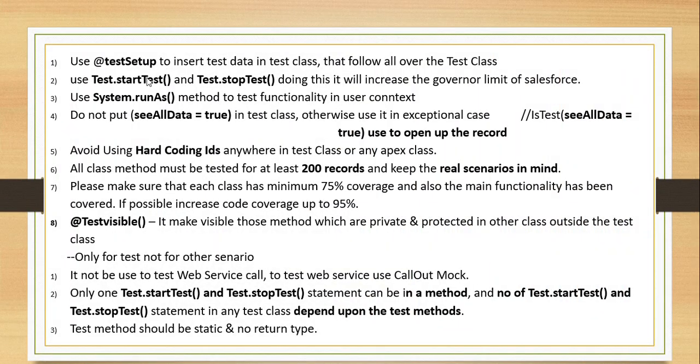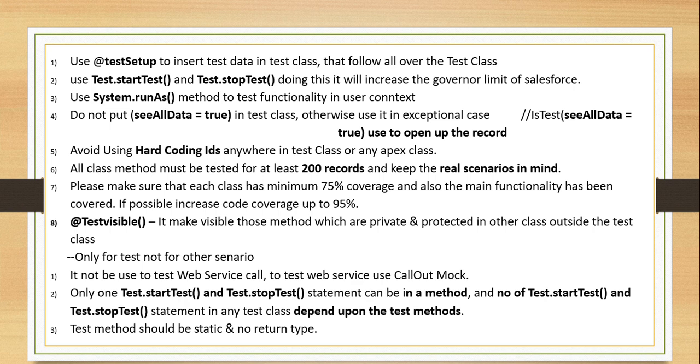Use @testSetup to insert data in the test class that is available to all the test methods. Use Test.startTest and Test.stopTest. Doing this, it will reset the governor limits of Salesforce. Use System.runAs method to test functionality in a user context. Do not put seeAllData=true in test classes; use it only in exceptional cases, since seeAllData=true opens up the org's records. Avoid hard-coding IDs anywhere in the test class or in the Apex class also.